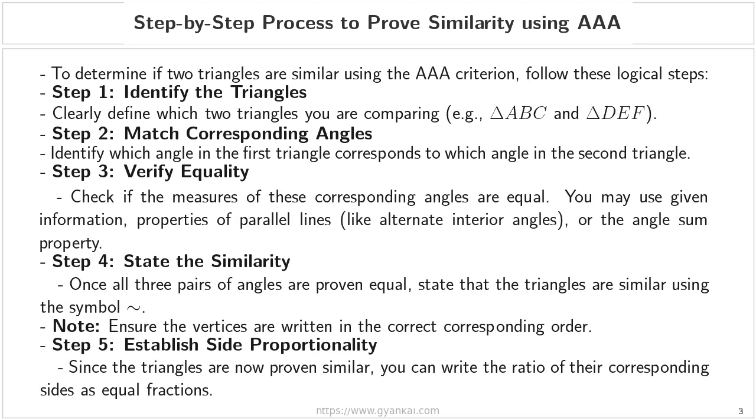establish side proportionality. The beauty of the AAA criterion is that once you've proven the angles are equal, the sides follow suit automatically. You can now confidently write the ratio of their corresponding sides as equal fractions. For example, you can state that side AB over side DE equals side BC over side EF, which also equals side CA over side FD. Following these steps will lead us perfectly into our next slide, where we'll see this exact process applied to a real-world scenario involving shadows.